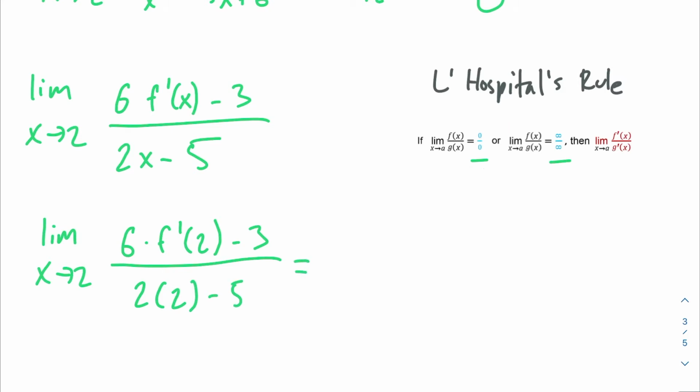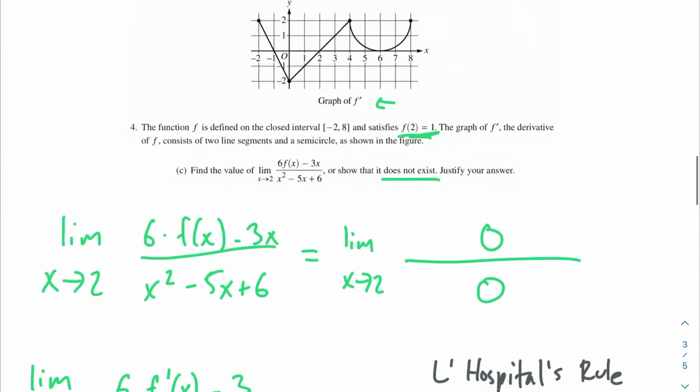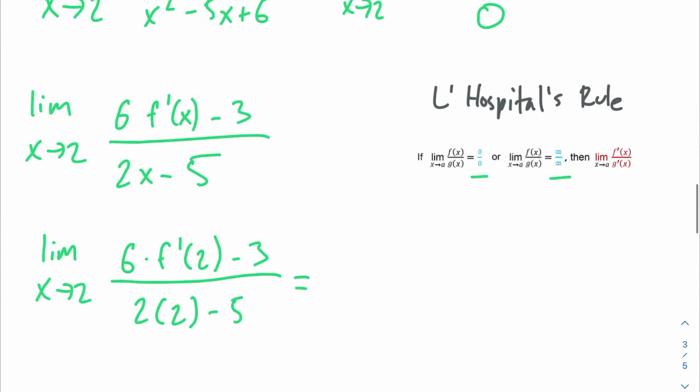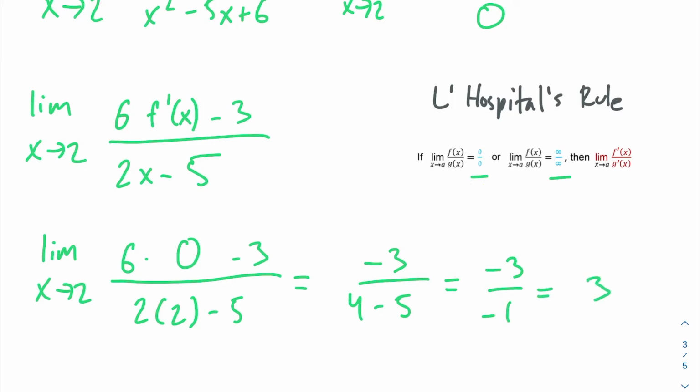Okay, let's see. We have the graph of f prime right above. So let's go ahead and see what f prime of 2 is. It looks like it's just 0. So let's go ahead and plug that in for f prime of 2. So we're going to get up top minus 3 over 4 minus 5, so minus 3 over minus 1. So we're going to get that the limit as x approaches 2 of this expression is 3.